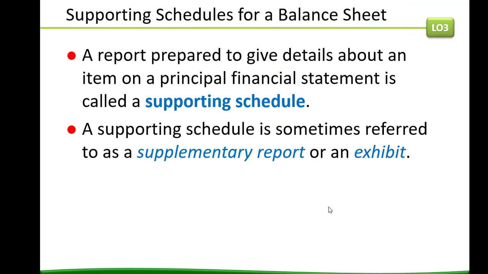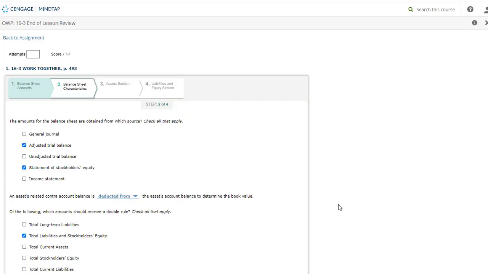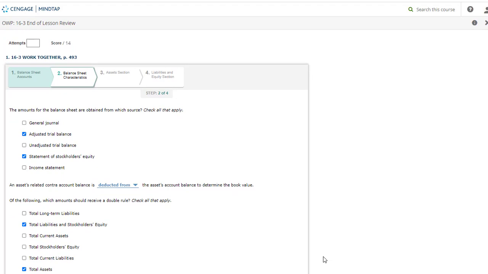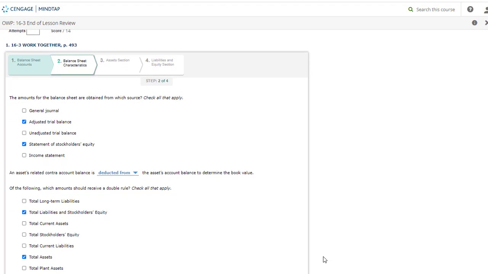And we're doing this report paired to details with the items the principal financial statement is supporting schedule. They're sometimes referred to as exhibits. And so where you find your information for your balance sheet is from your adjusted trial balance and your statement of stockholders' equity. The contra accounts are deducted from the asset account balance to determine the book value.